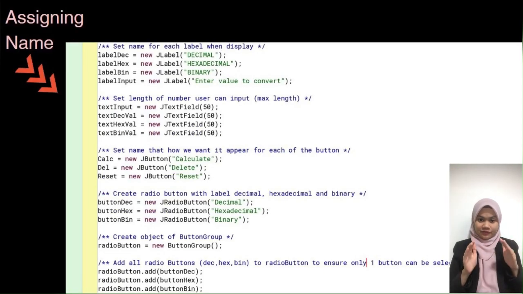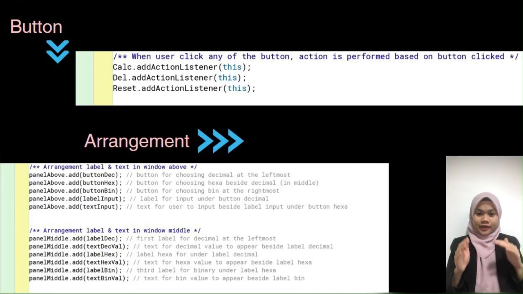Next, we assign a name for each label on how we want it to display in the calculator. Then we set the length for the number that the user can input for the conversion. Third, we assign a name to each button on how we want it to be displayed. Lastly, we create the radio buttons and button group. Then we add the radio buttons to the button group to ensure only one button can be selected. We add all buttons to the action listener so that when the user clicks any of the buttons, the process is successfully performed.